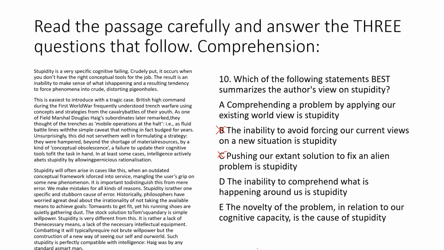Option D, the inability to comprehend what is happening around us is stupidity. So author, when it talks about D, it's too generic. It's not discussed specifically in the passage, so it goes out. Option E, the novelty of the problem in relation to our cognitive capacity is the cause of stupidity. Option E is partially correct, but A fits the most of the context. So A is a better answer than option E.